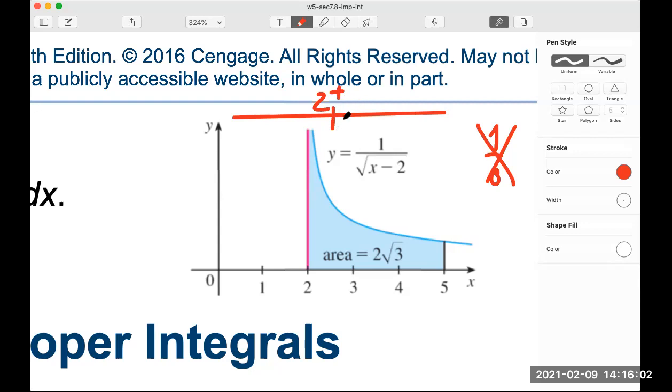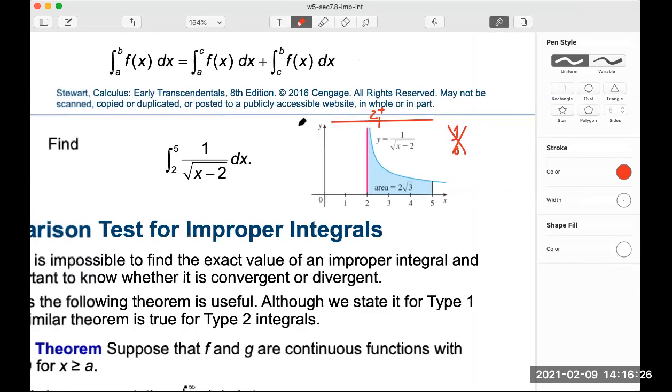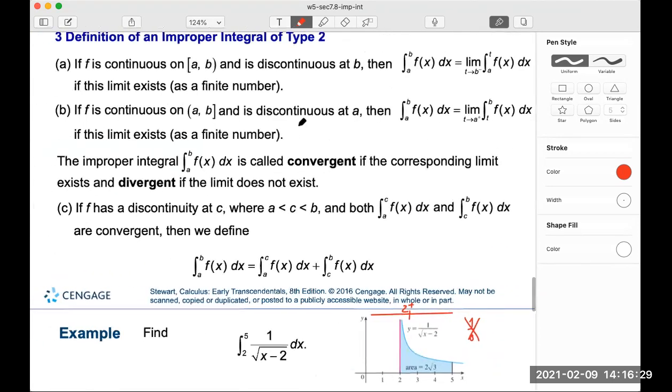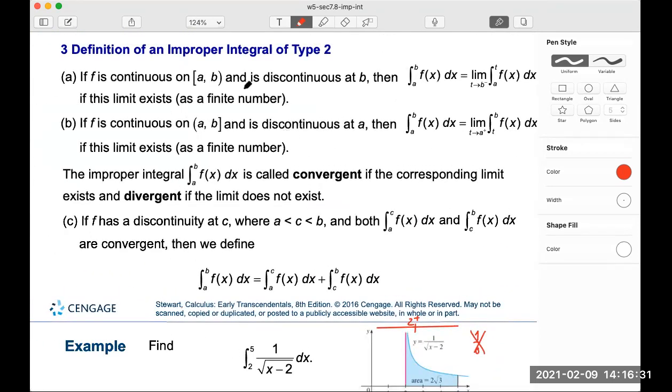then this quantity will be very, very small. 1 divided by a very small number will be infinity, right? And this we call an infinite discontinuity. At this point, it blows up and goes very high. So in this case, we call it an improper integral of type 2. Just a definition, okay?